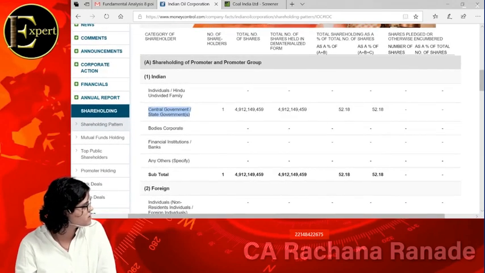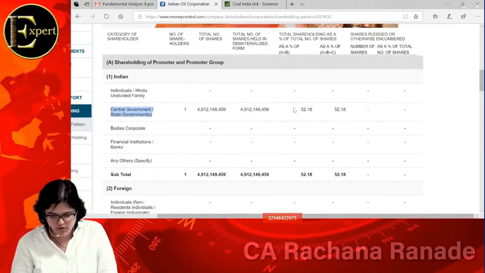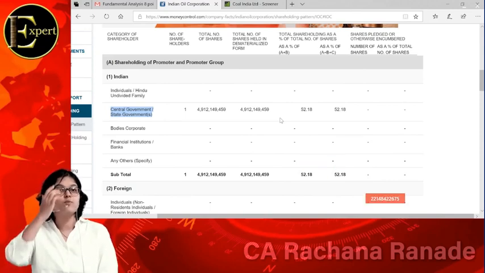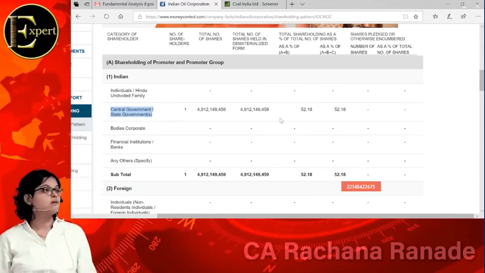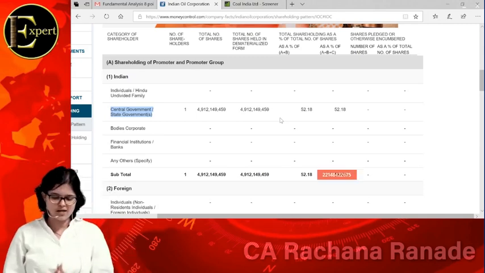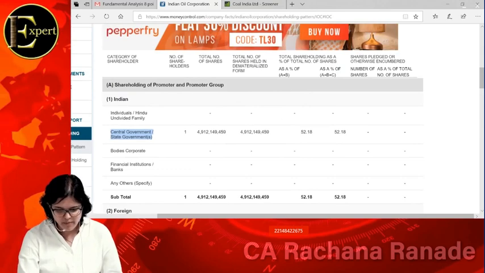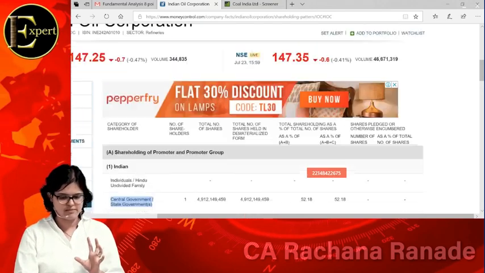Visible, properly? Central government, state government. How much do they own? 52%. So that's why I told you, if the shareholding is more than 50%, then it's a government company. I'll tell you a simple thing. You can imagine this: government, again, as a time pass example.